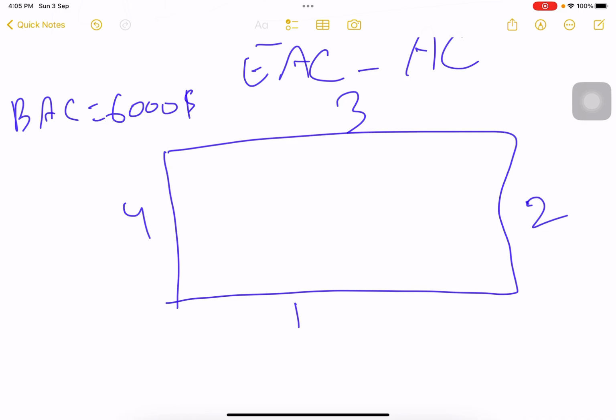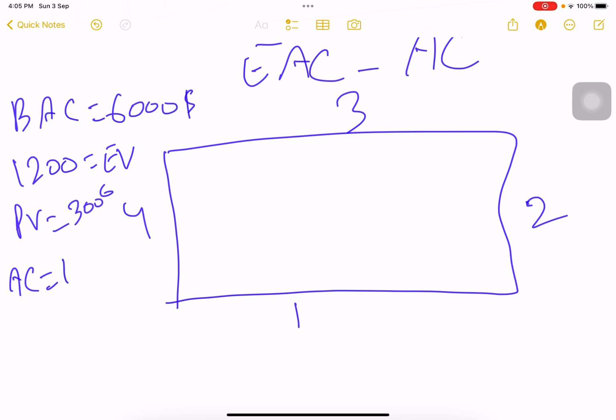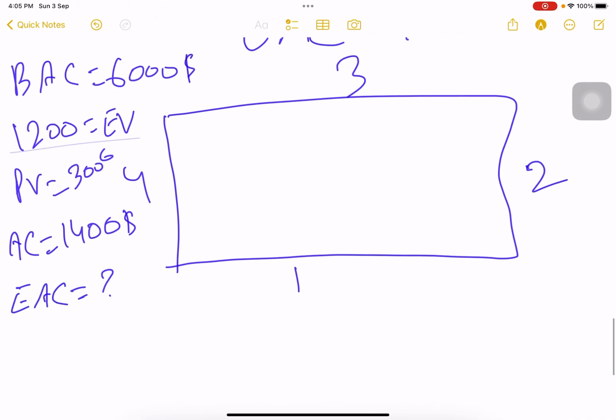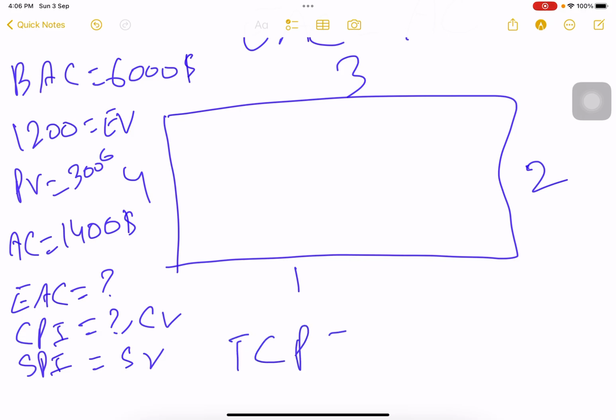Okay, 2 weeks have passed and you have completed the work of $1,200. So earned value is $1,200. 2 weeks have passed, which means if I divide it equally, planned value is $3,000. And you have spent $14,000 on it. Now here the question can ask what is the estimate at completion, what is CPI, what is SPI, schedule variance, cost variance, or the question can ask you TCPI.